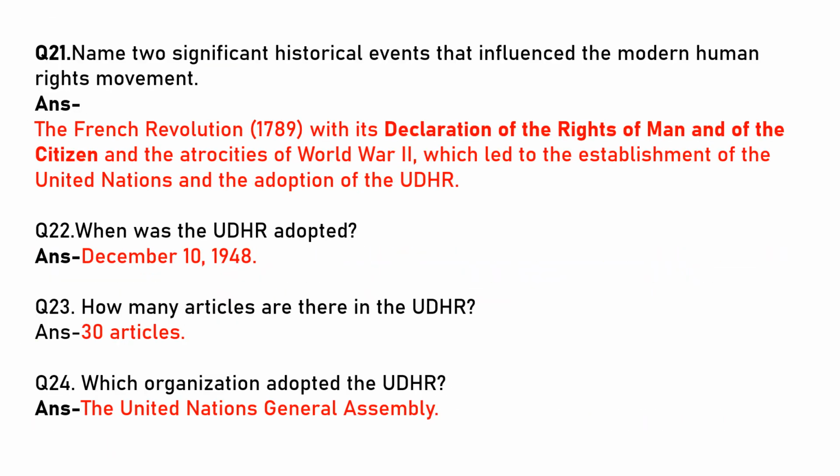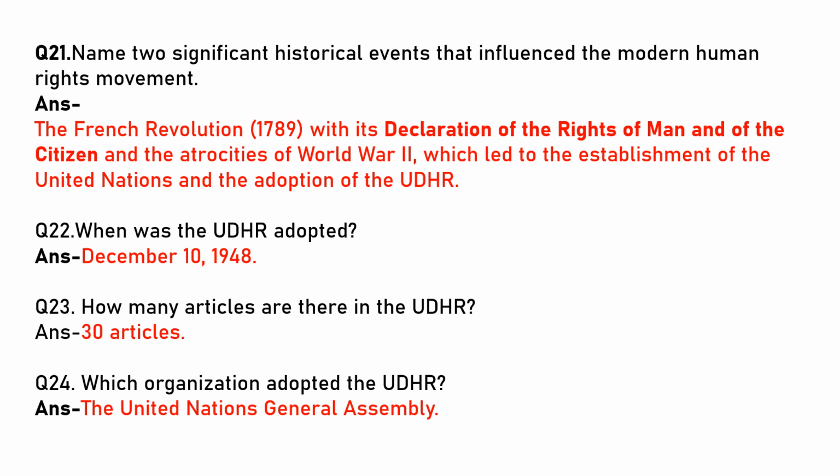Name two significant historical events that influenced the modern human rights movement. The French Revolution of 1789 with its Declaration of the Rights of Man and of the Citizen, and the atrocities of World War II, which led to the establishment of the United Nations and adoption of the UDHR.